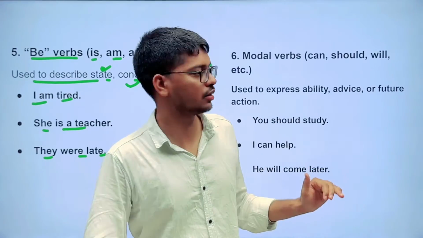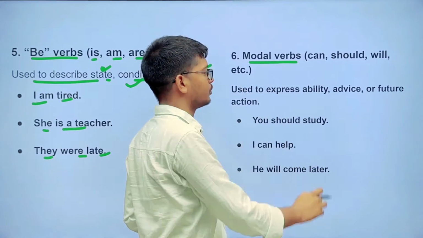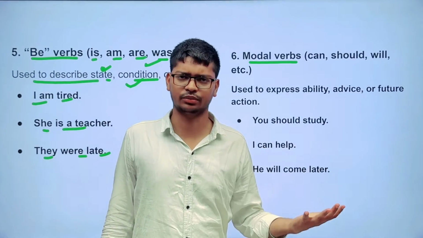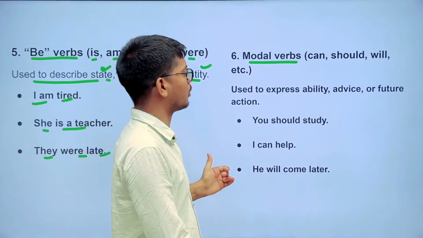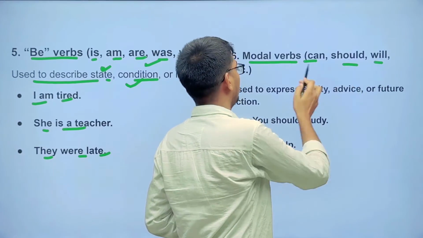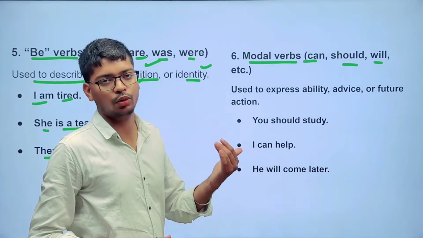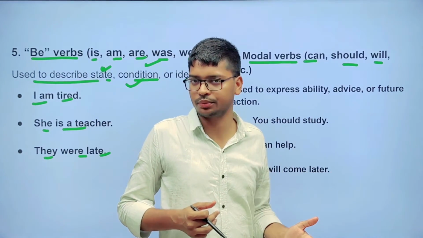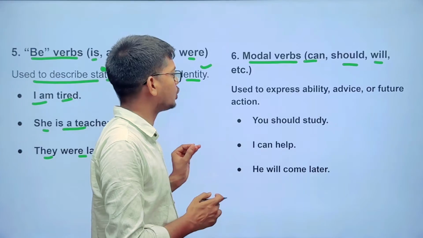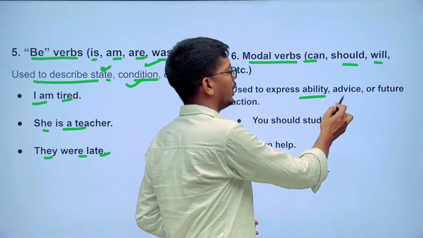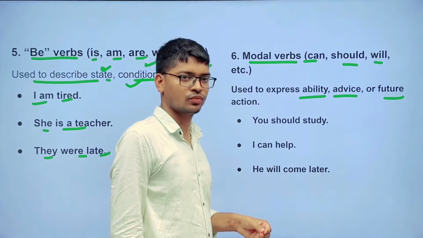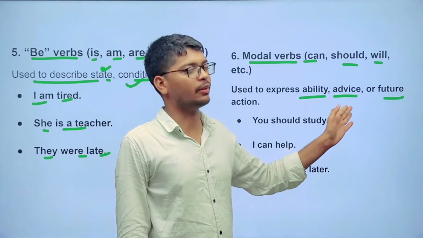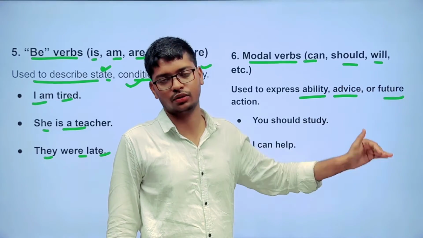Next, modal verbs. I think you have mostly heard about modal verbs. Modal verbs like can, should, will, and could, would, others. I am talking about all types of modal verbs. Used to express ability, advice, or future actions. For ability we use can, could; for advice, should; for future, will, shall.